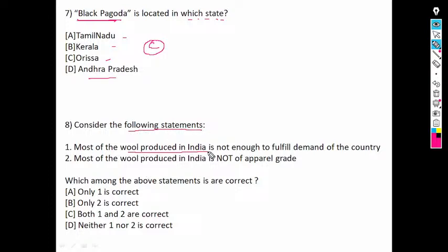Most of the wool produced in India is not enough to fulfill the demand of the country. And most of the wool produced in India is not of apparel grade. Which one is correct? Both are correct. Answer is your C.